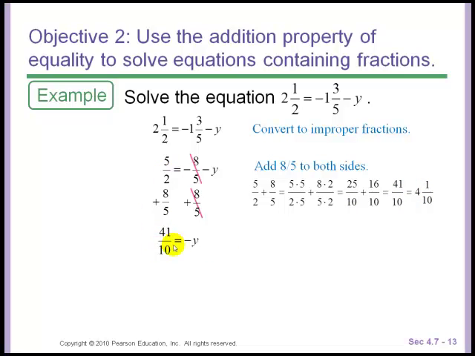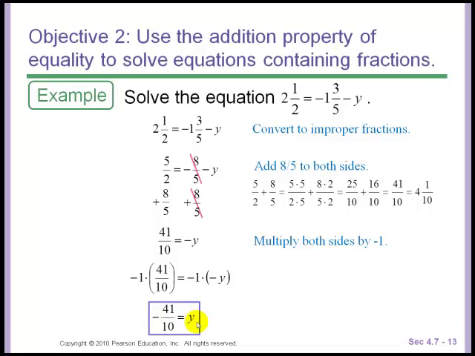We get 41 over 10 equals negative y. We're close, but we're not done. We want our final answer to be a positive y, so I'm going to multiply both sides by negative 1. On the left, we get negative 41 over 10, and on the right, the negative 1 times the negative y gives us that positive y. So our solution is negative 41 over 10.